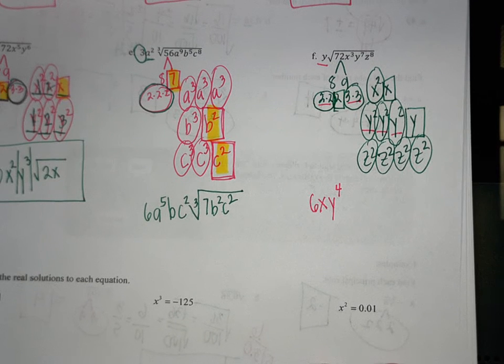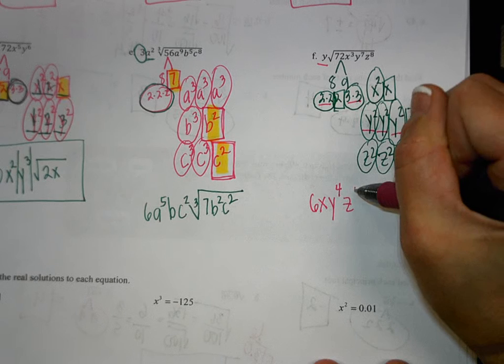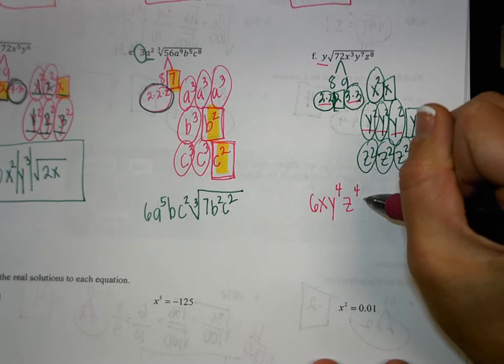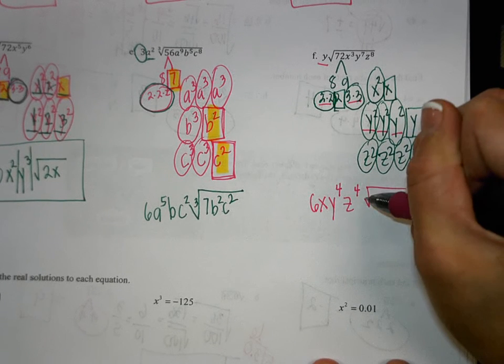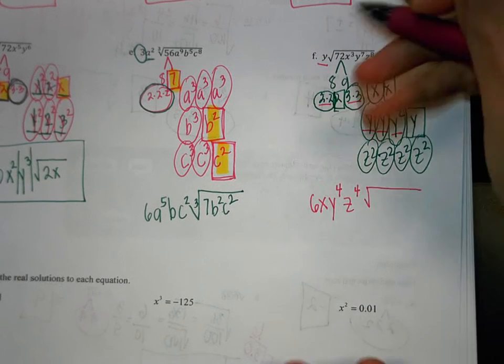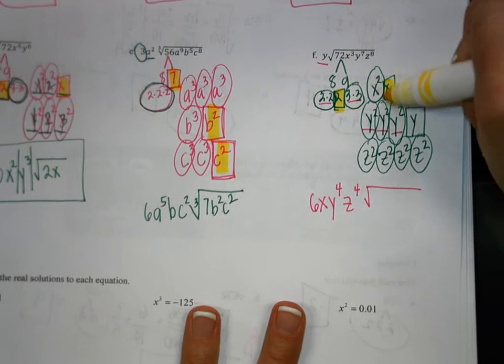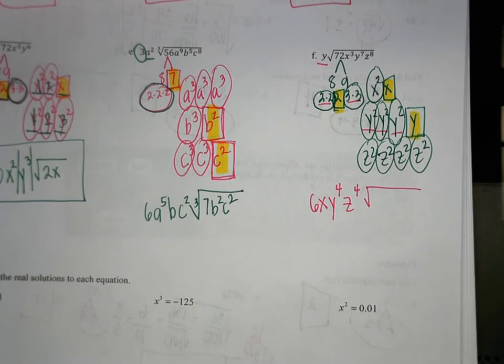And then I'll write z to the 4th. And then inside my square root, and I don't have to write a number when it's square root, only if it's something different than a square root. And inside, what do we have left? This is where you have to be careful. This is why I always box it and go look through. 2xy.